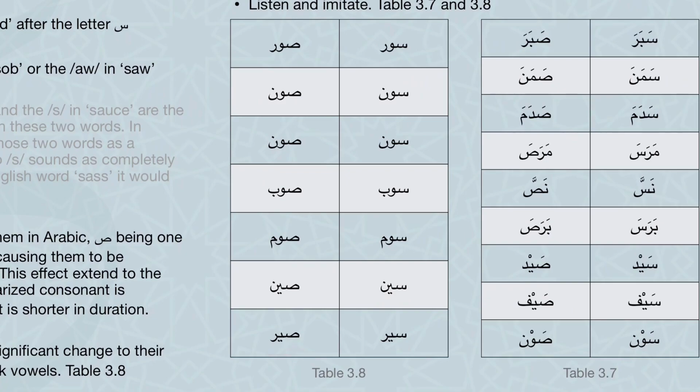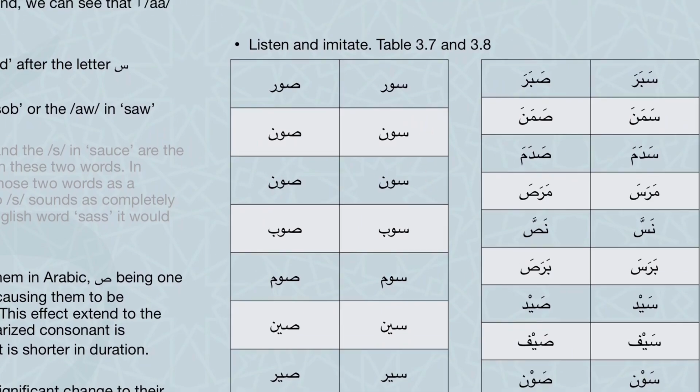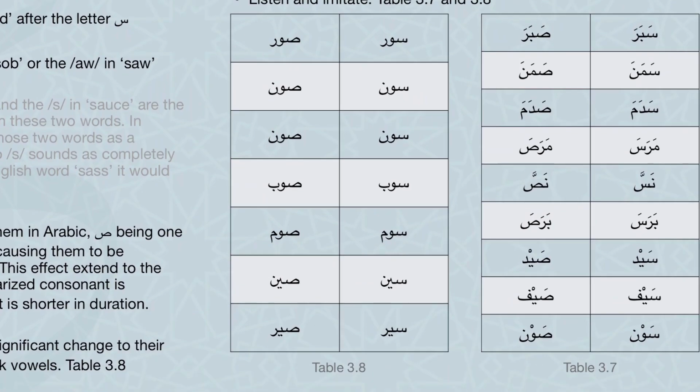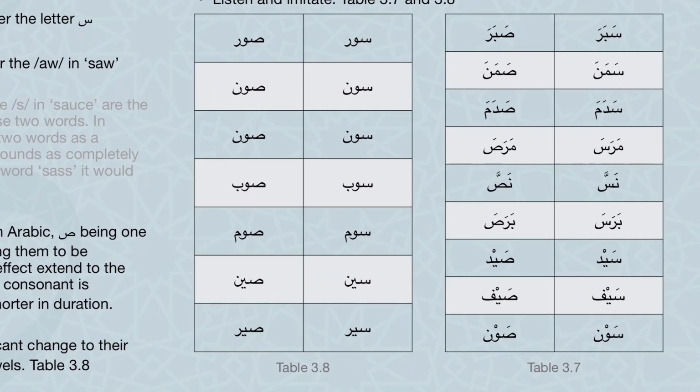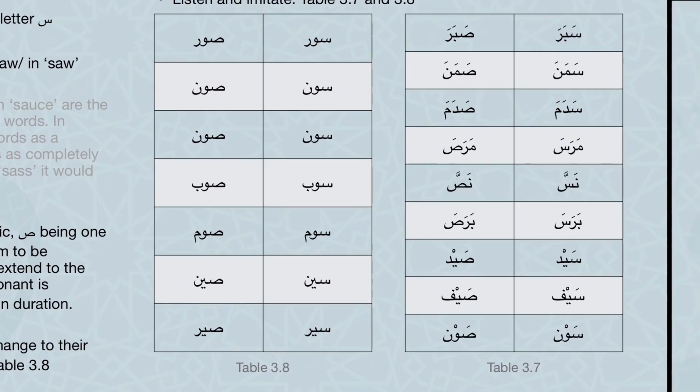Again, I would pronounce them again. I noticed that I repeated this one twice, so I'll skip it. Sur, sur, soon, soon, soup, soup, soom, soom, seen, seen, seer, seer. All the vowels show a degree of shift, but it's not as pronounced as with the ah. The ah, because it's a very different location and pronunciation, shifts more significantly, more profoundly.